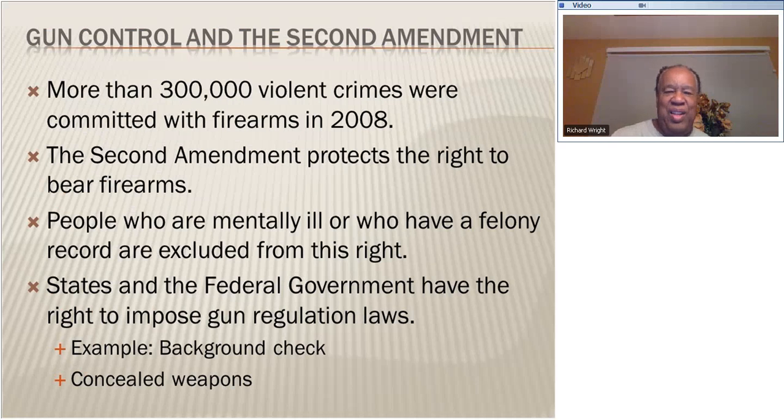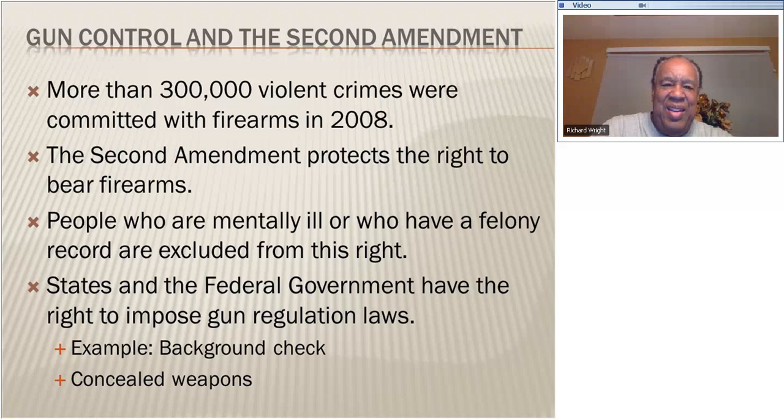More than 300,000 violent crimes were committed with firearms in 2008. The Second Amendment protects the right to bear firearms, and people who are mentally ill or have a felony record are excluded from this right. The state and the federal government have the right to impose gun regulation laws. I came up with a study that was done by the University of Chicago on Chicago and guns, and I shared that with some of my students in other classes. I'm going to send each of you a copy of that report, and you can see.